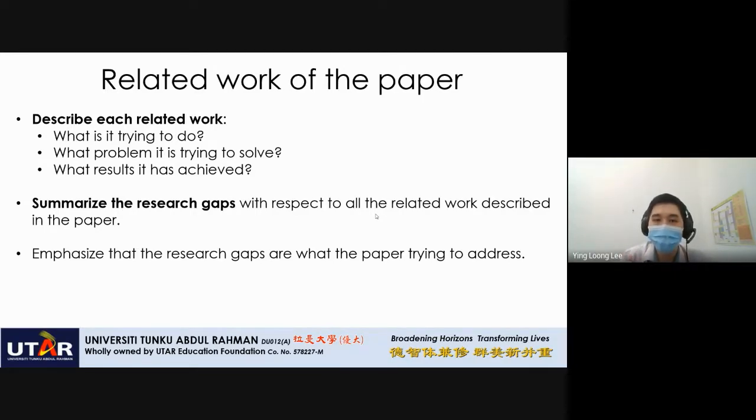Okay, so this will further strengthen your problem statement in the paper, which you might have mentioned in the introduction part. This part serves as the proof of your claim that the problem that you are trying to study is important and timely.